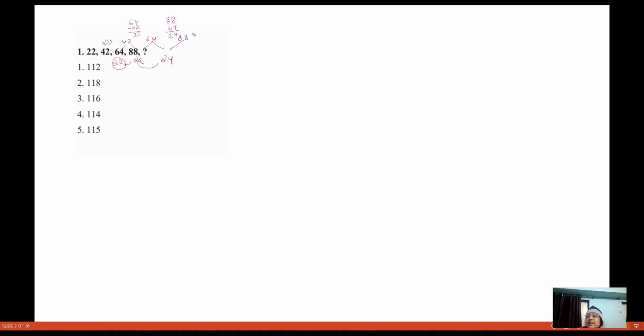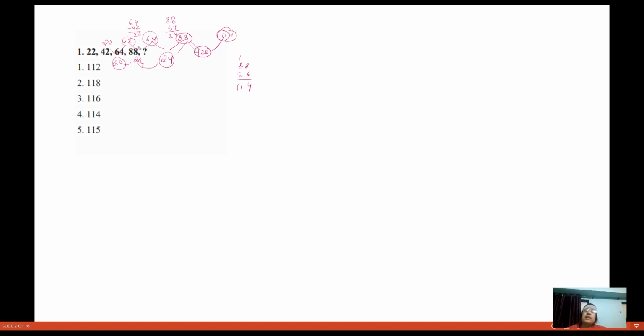If we add plus 26 here, then we'll get our next number. See, when we added 22 plus 20, we got 42. When we added 42 plus 22, we got 64. When we added 64 plus 24, we got 88. And when we added 88 plus 26, we get 114.